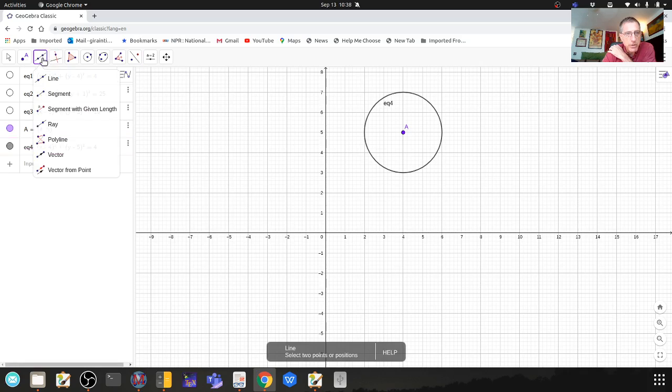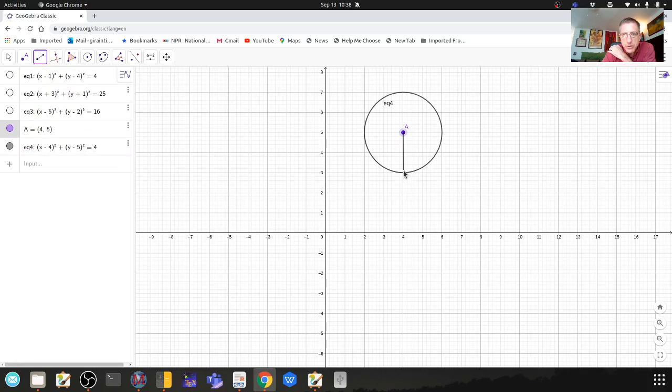So if I were to draw a line segment from here to some point, we'll actually see that we've gone from 5 down to 3. So the radius is 2, and of course 2 squared is 4. This is my radius squared.